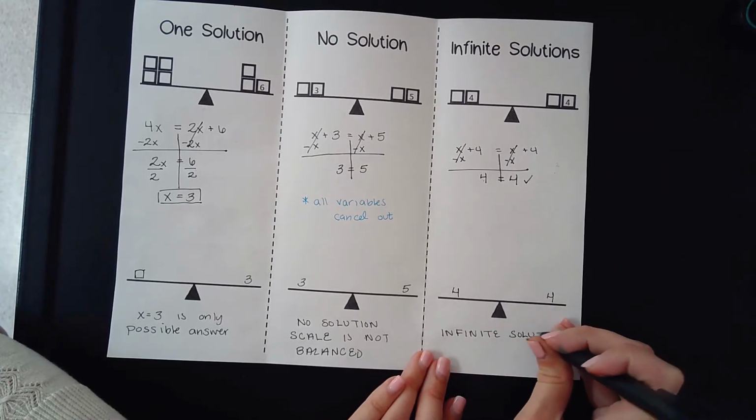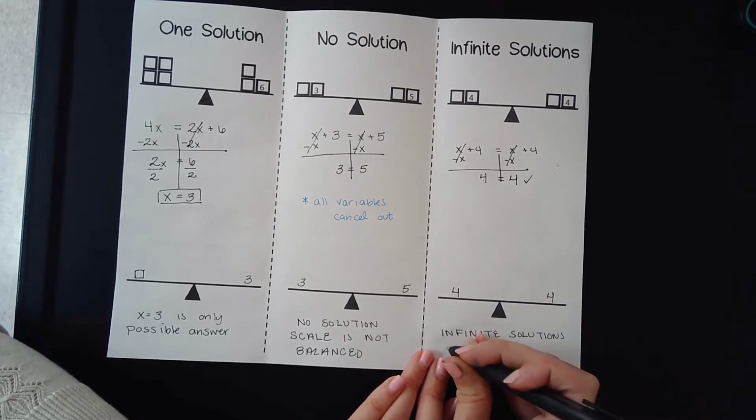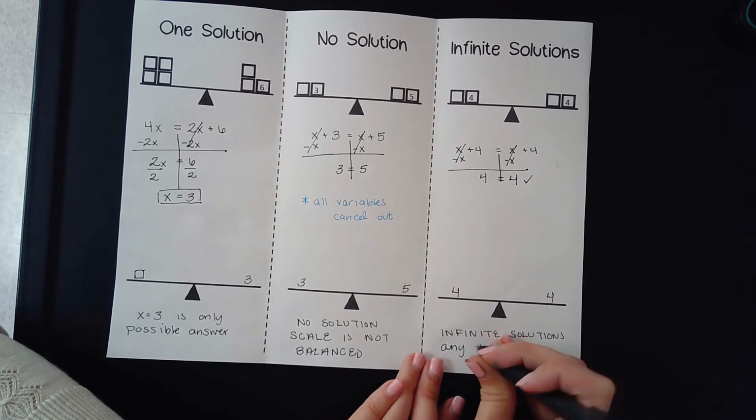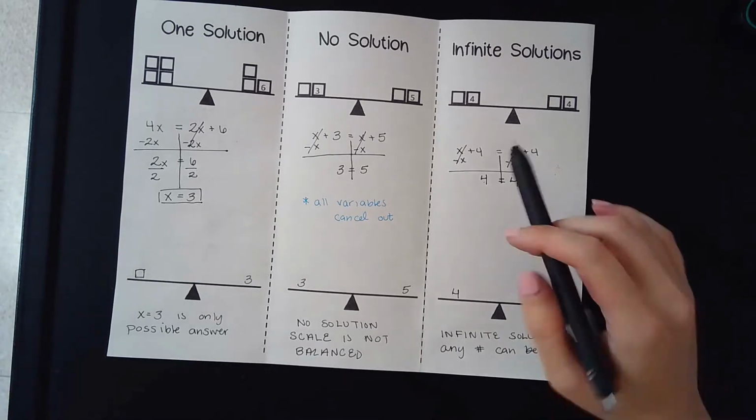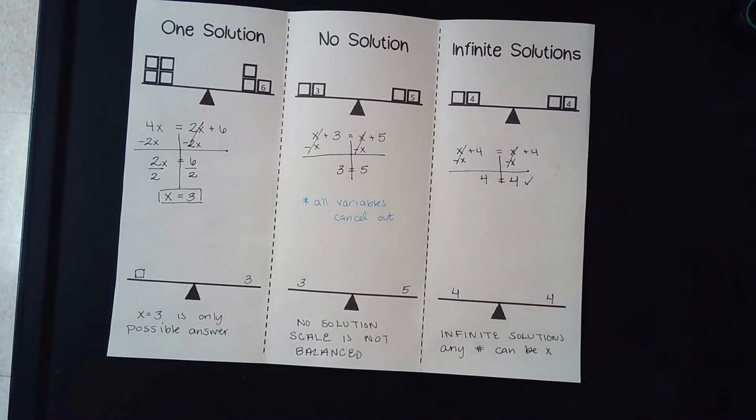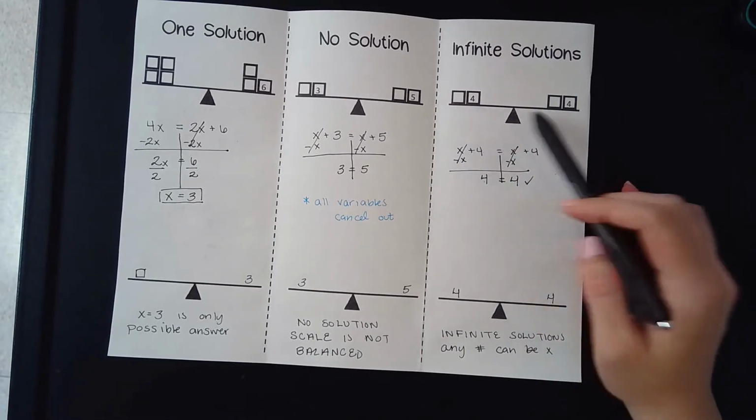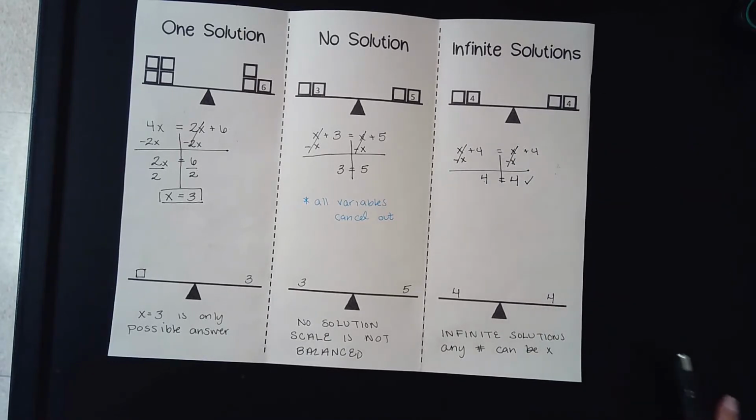We could put in whatever number we wanted for x. So any number can be x. I could put in 100 on both sides. It would still balance out. I could put in 1,000,000 on both sides. It's still going to balance out.